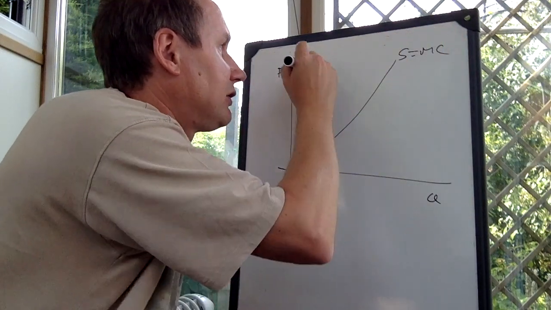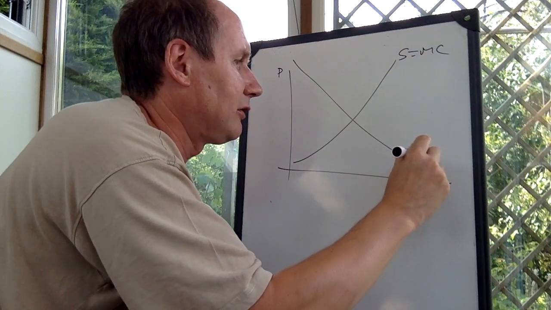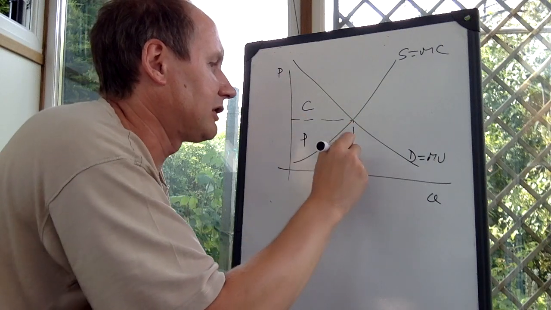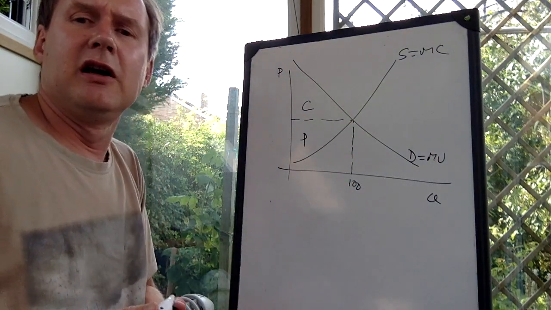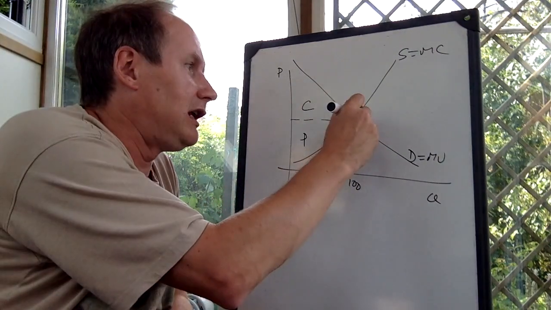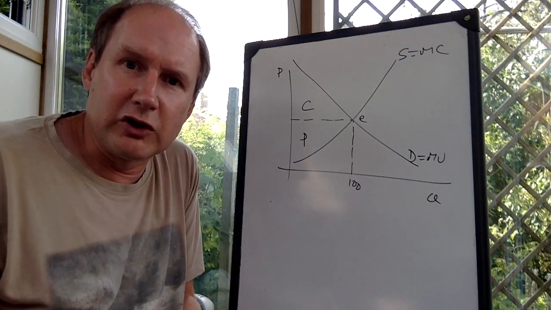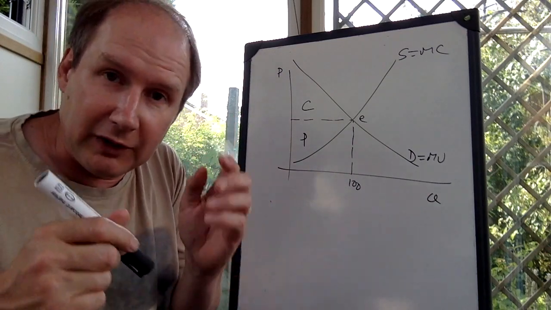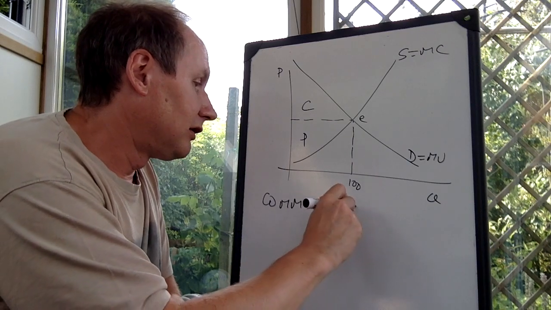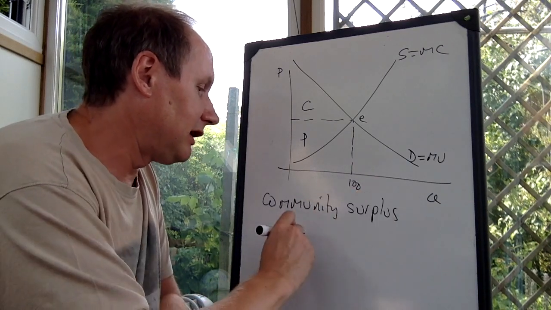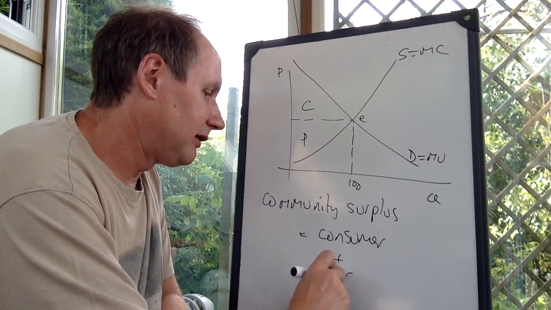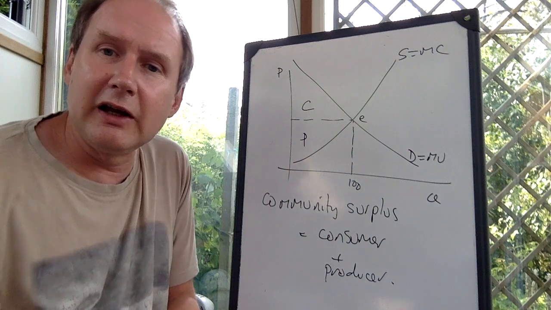There is supply, which is marginal cost. There's demand, which is marginal utility. There's consumer surplus. There's producer surplus, and that's 100 dresses. And what we can see is that actually, if we are at point E, the overall level of consumer and producer surplus combined, and that's called community surplus. So community surplus is simply consumer surplus plus producer surplus. It's as high as it can be.